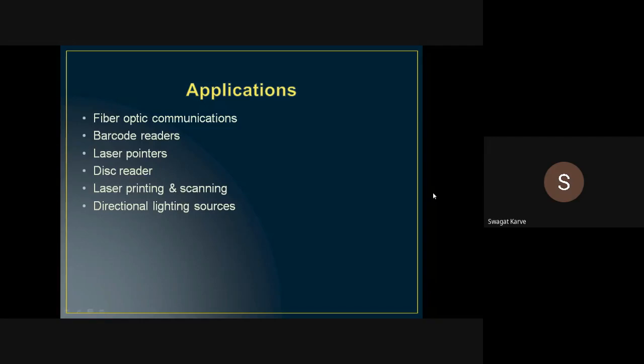So the first and very important application is fiber optic communication. Then the barcode reader, right? When you go to a mall, whatever grocery or different items you are going to purchase have a barcode on them. To read that barcode, what they have is nothing but a semiconductor laser, which reads the barcode and decodes the price of everything written there in the barcode, right?